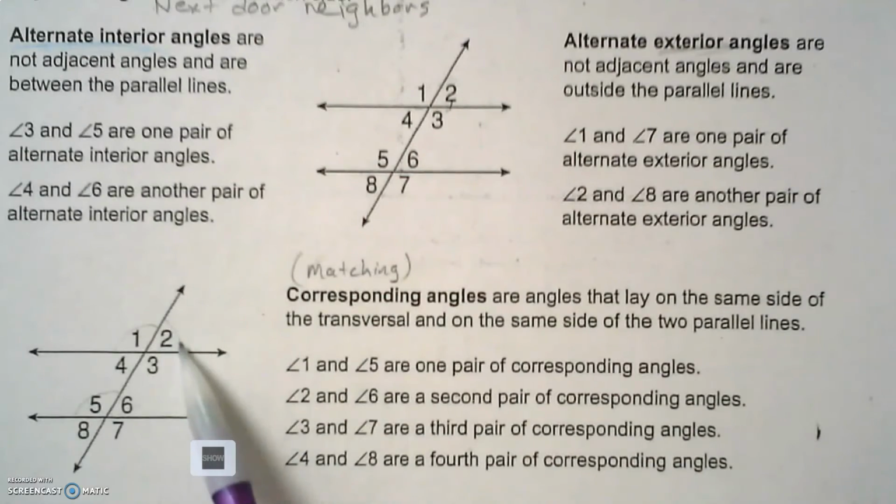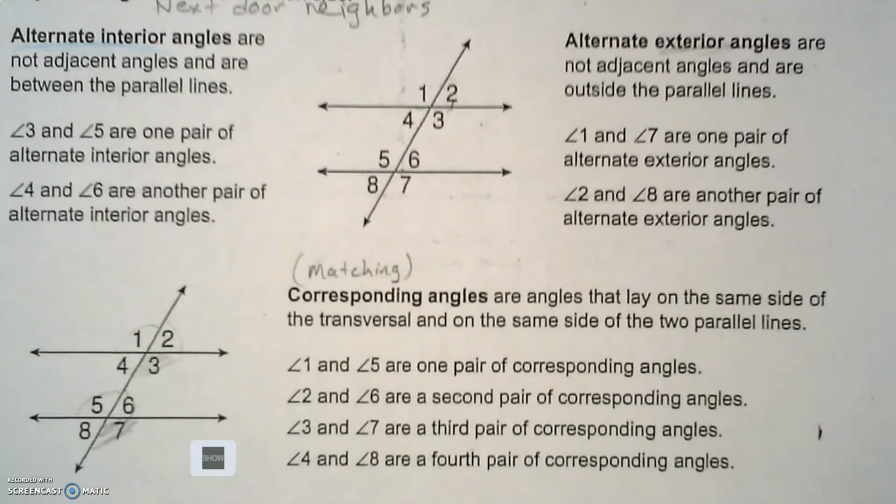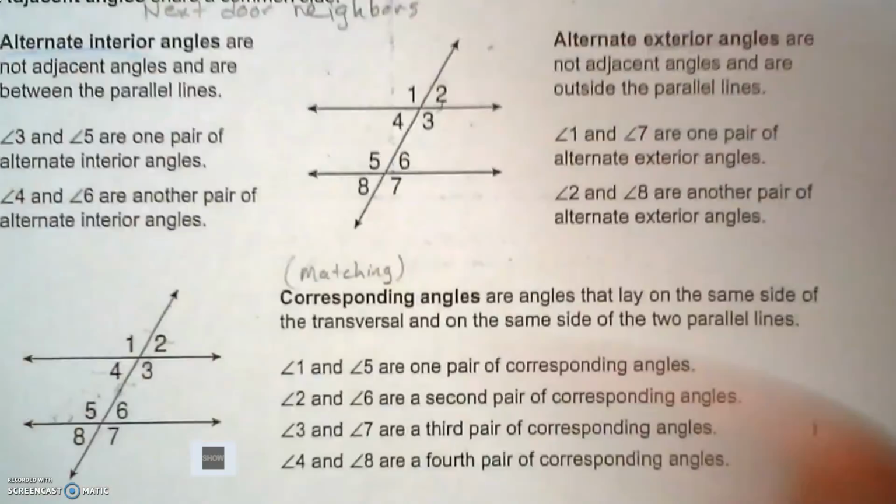Angle 2 is in the top right of this part. Well, angle 6 is in the upper right of this part. And same, angle 3, I'll shade that one in, angle 7. And finally, angle 4 and angle 8. Let me delete all of that.